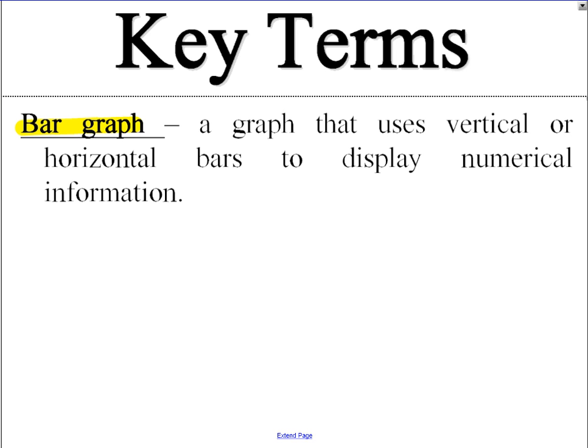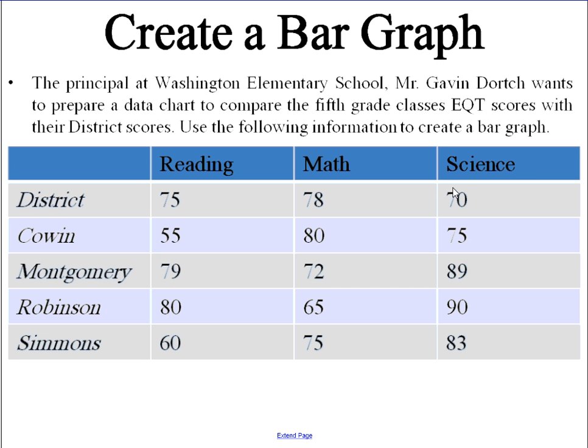A bar graph is a graph that uses vertical or horizontal bars to display numerical information. So again, another situation. The principal at Washington Elementary School wants to prepare a data chart to compare the 5th grade classes' test scores with their district scores. So use the following information to create a bar graph. In this case, I have the district, and then these are different schools: the Cowan School, the Montgomery, Robinson, and Simmons. And then we're given the data for each subject: reading, math, and science.